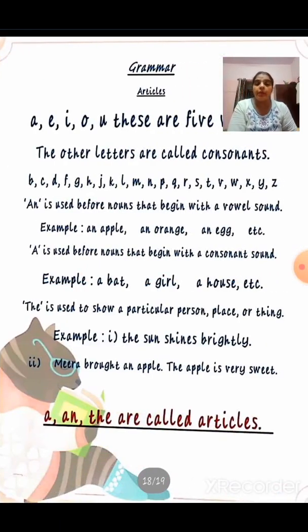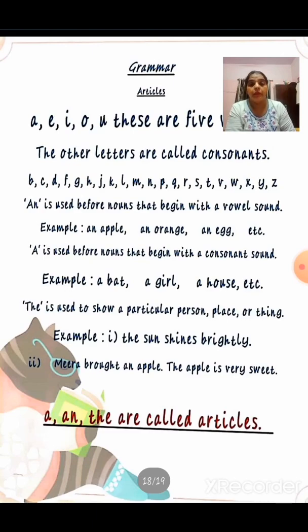Okay, so in grammar section we will revise articles. Earlier also we have revised articles, so let's revise them one more time. So A, E, I, O, U, these are 5 vowels. The other all letters are called consonants. The letters like B, C, D and all these letters are called consonants. We use an before the nouns that begin with the vowel sound.